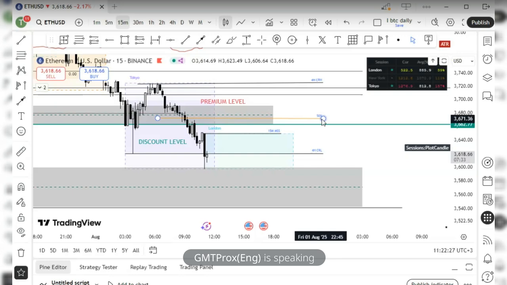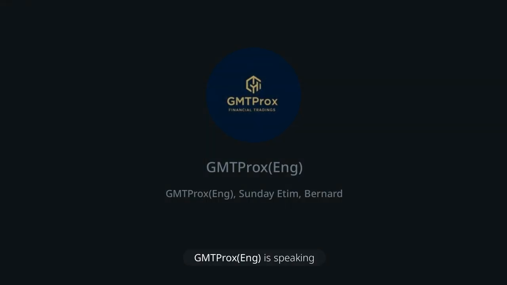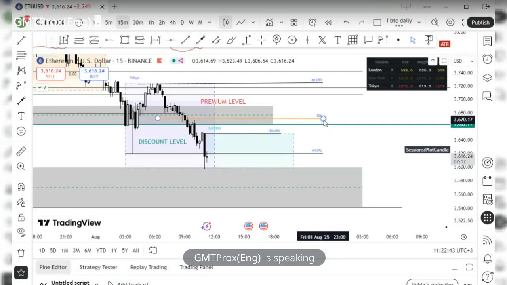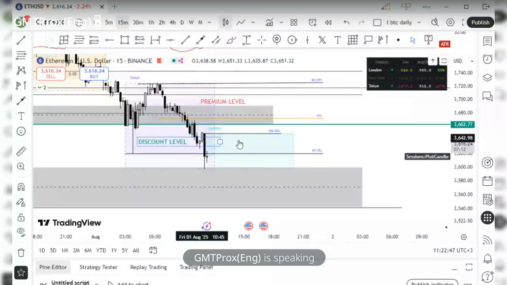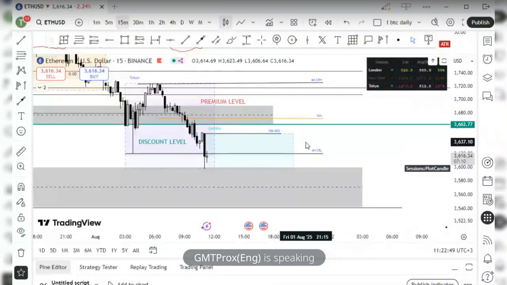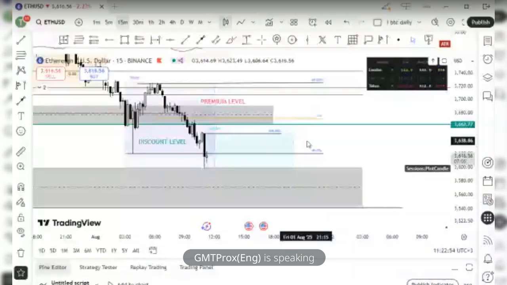After retracement, we see a distribution again, expansion, and then a reversal. But so far, we have identified our 50%. This is the equilibrium. Already, we have our discount level, and the price is on the discount level. What we are looking for here is just a high probability entry.